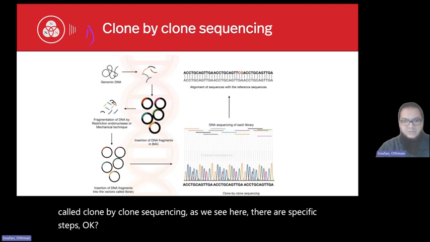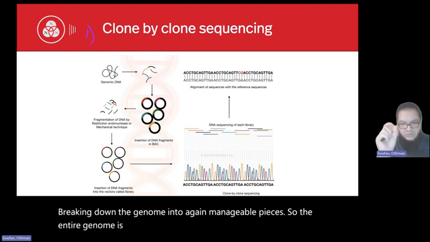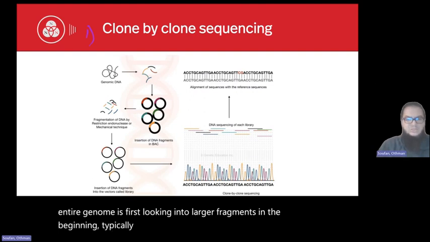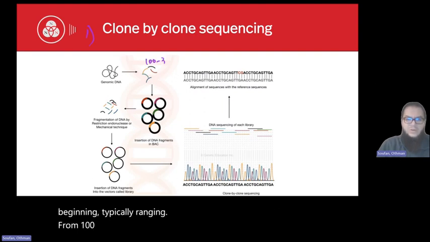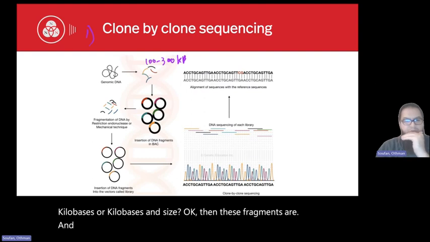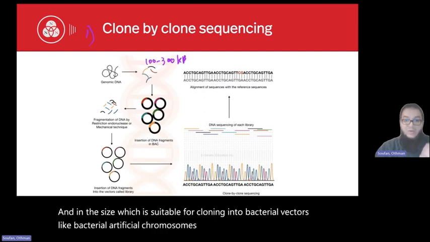Breaking down the genome into, again, manageable pieces. The entire genome is first broken into larger fragments in the beginning, typically ranging from 100 to 300 kilobases in size. These fragments are of a size suitable for cloning into bacterial vectors, like bacterial artificial chromosomes. This is something we covered before.